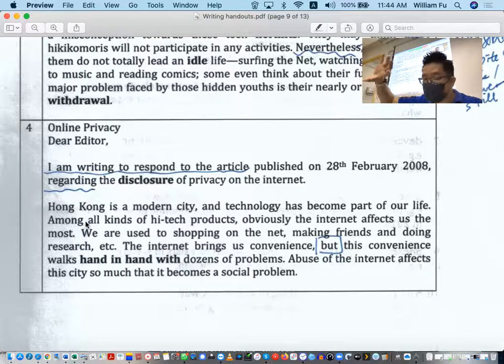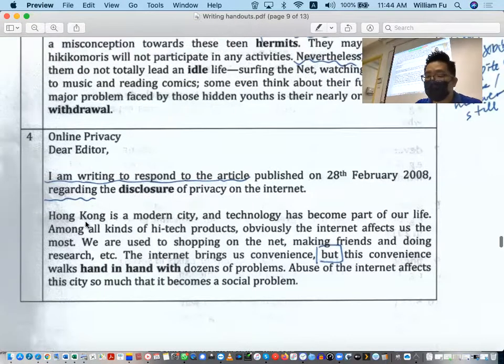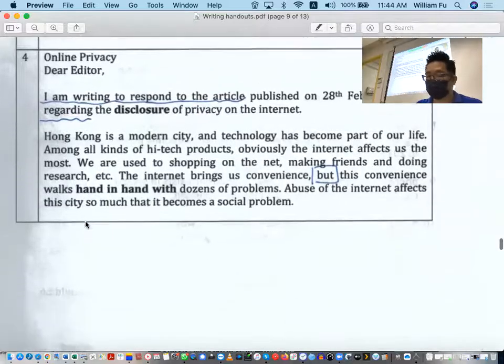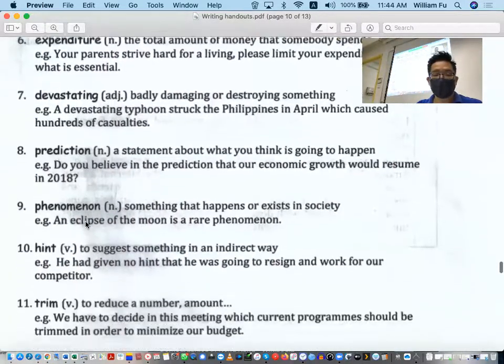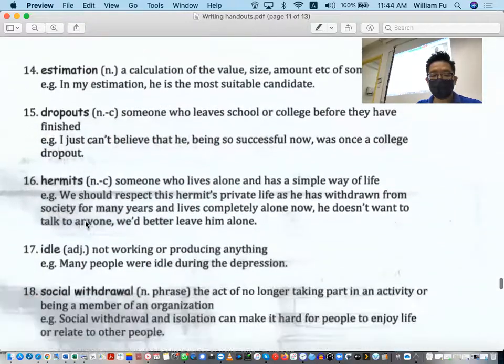Here, certainly got to focus still on the drawbacks. Okay, abuse of the internet affects the city so much that it becomes a social problem. Okay, so this is the last one. All these are really good introductory paragraphs, right? And we go on.